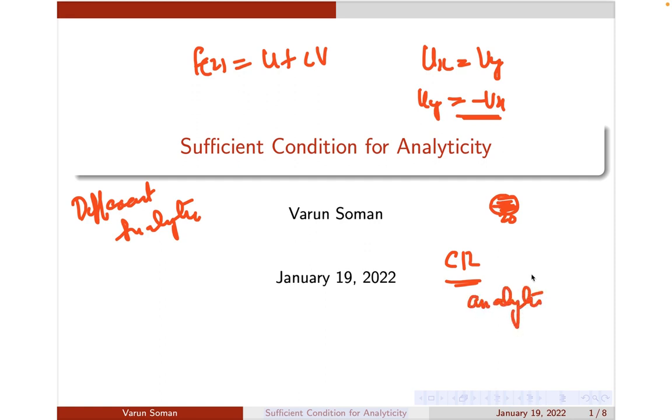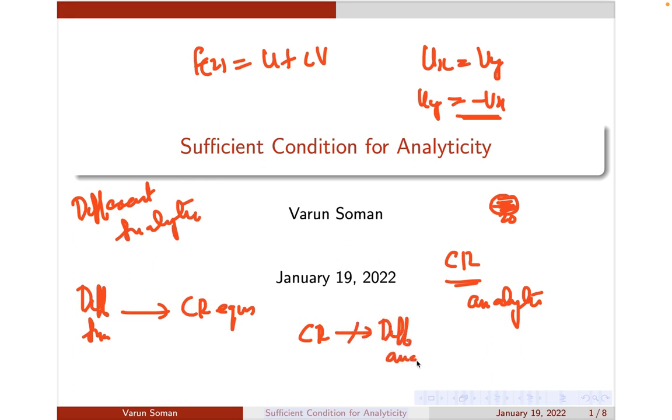So we are talking of the reverse process here. If a function is differentiable or analytic, it will satisfy the CR equations. That is a necessary condition for a function to be differentiable. But just by satisfying the CR equations, a function need not be differentiable or even analytic. This concept we will be exploring in this session.